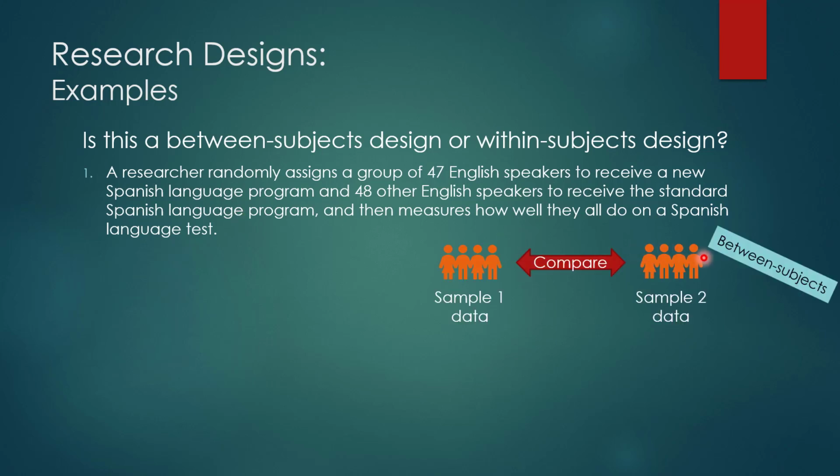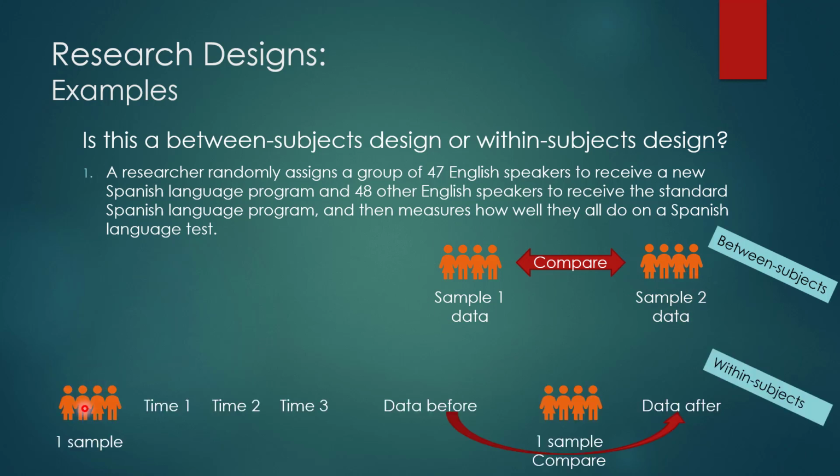It is a between subjects, right? This is our individuals getting the new language program. This is the individuals getting the standard language program. It's not one sample doing both the new and the standard program. We're not collecting data before having them do a new language program and then collecting data after. So it's a between subjects design.